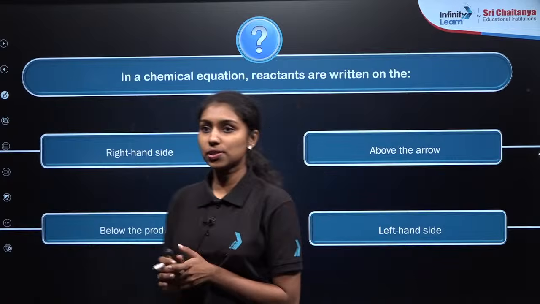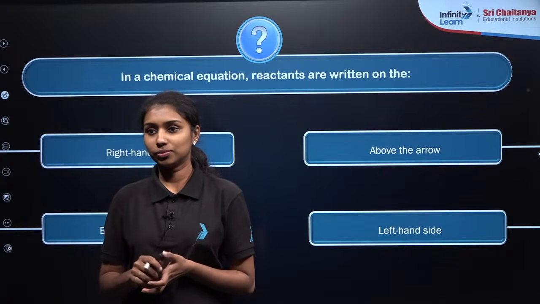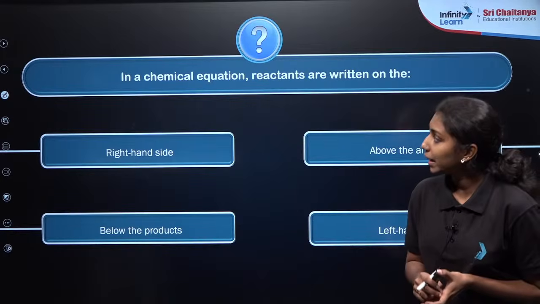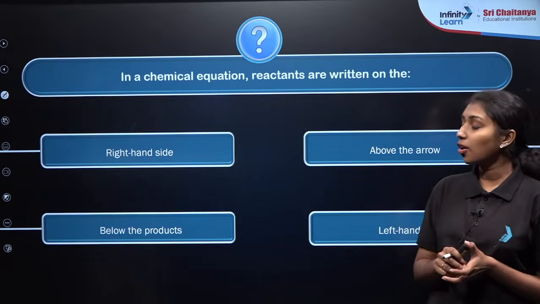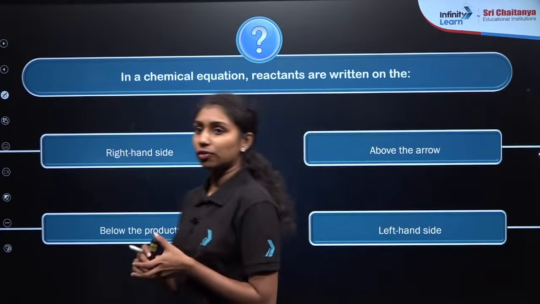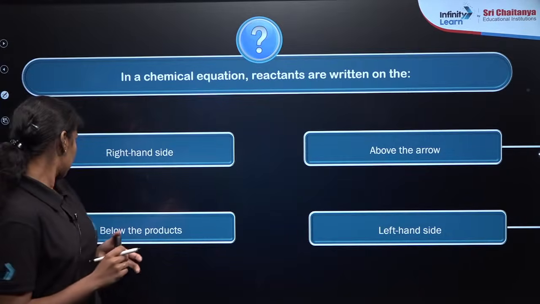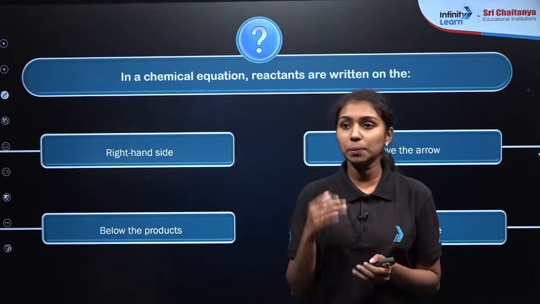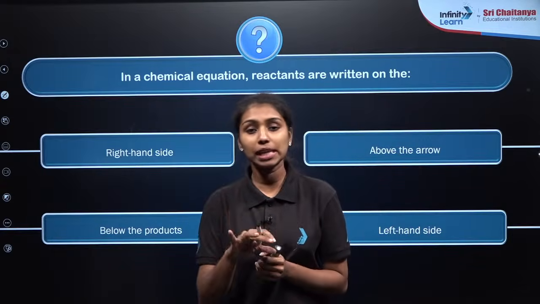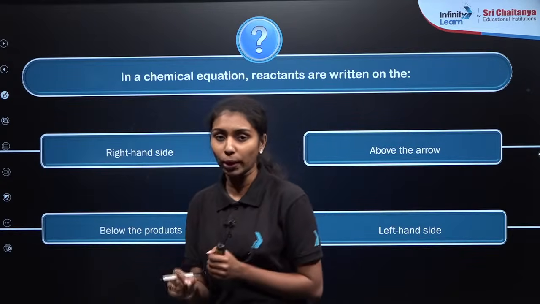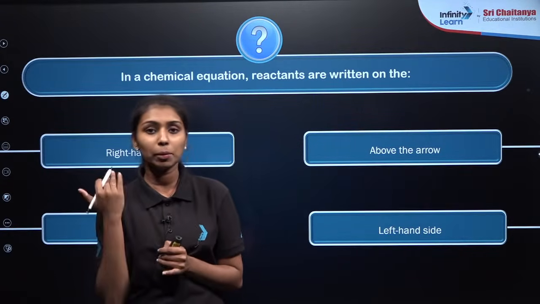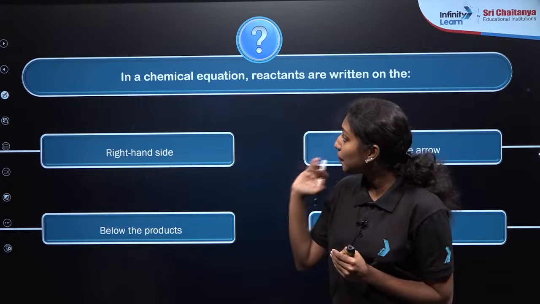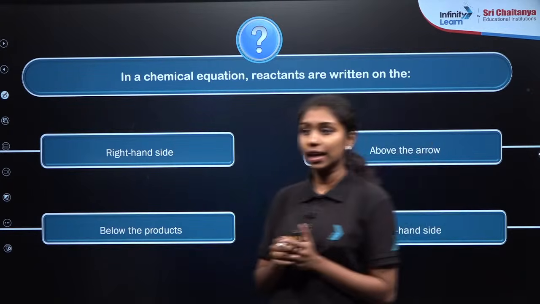So here is our first question. In a chemical equation, the reactants are written on the side. Which side? Right hand side, left hand side, below the products, or above the arrow. So as we already know how to represent a chemical reaction, right? We can represent the chemical reaction in terms of a chemical equation. There will be reactants present, there will be products present. In between there is an arrow present, right? So what is the place of reactants in a chemical reaction?